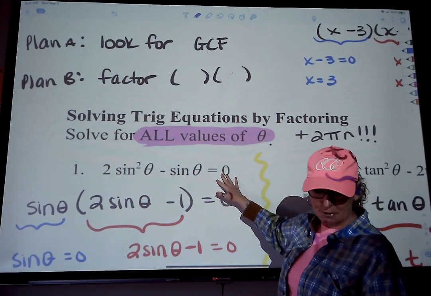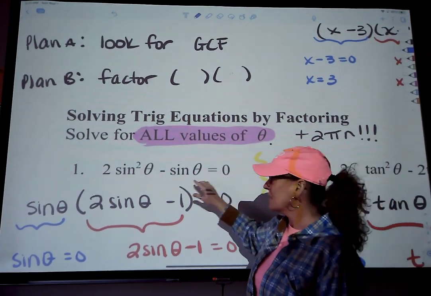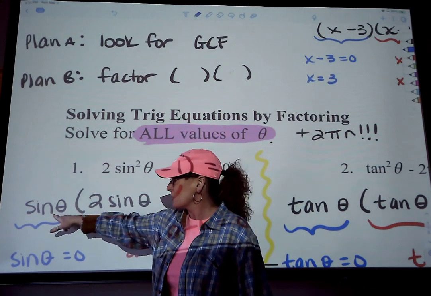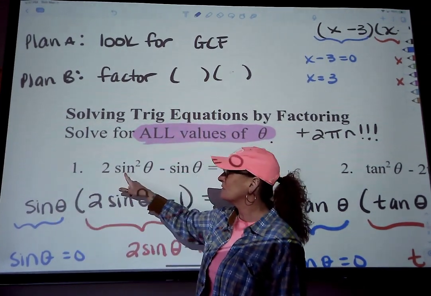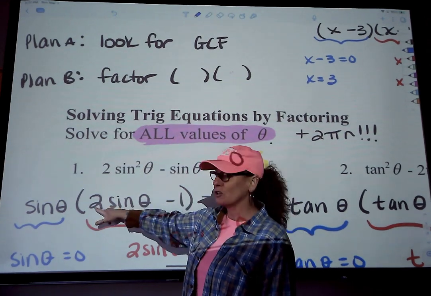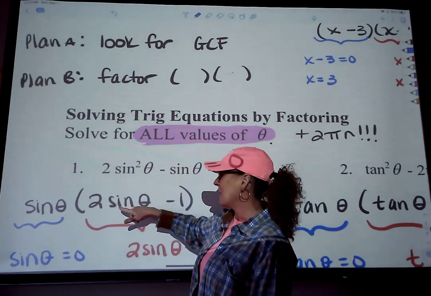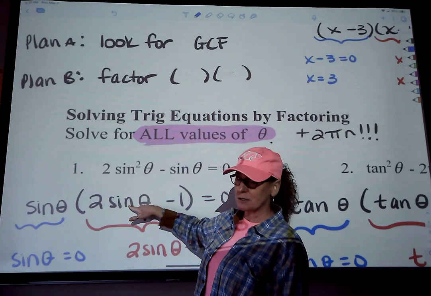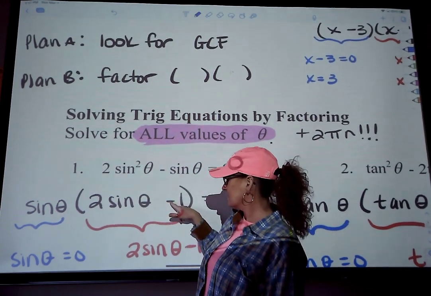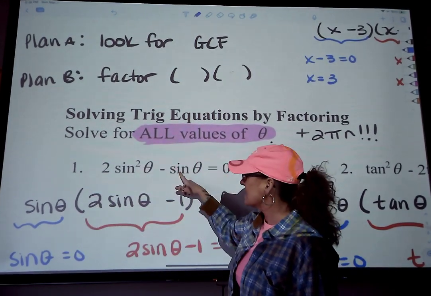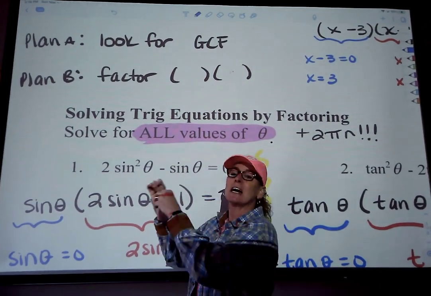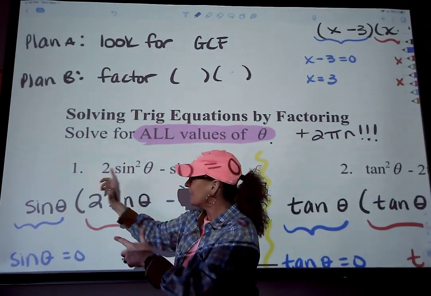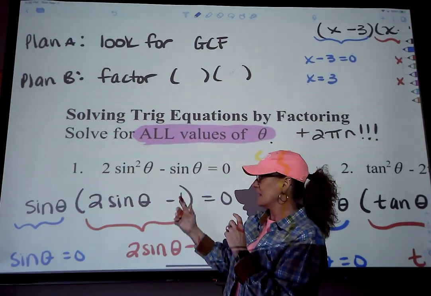Is there a greatest common factor? Why, yes there is. They both have a sine. So I'm going to pull out a sine. When I pull a sine out of 2 sine squared, I still have the 2 and now I only have sine to the first. Minus, when I pull a sine out of a sine, I'm left with 1. Because remember, I'm actually dividing when I pull this out. I'm dividing this by sine. I'm dividing this by sine.